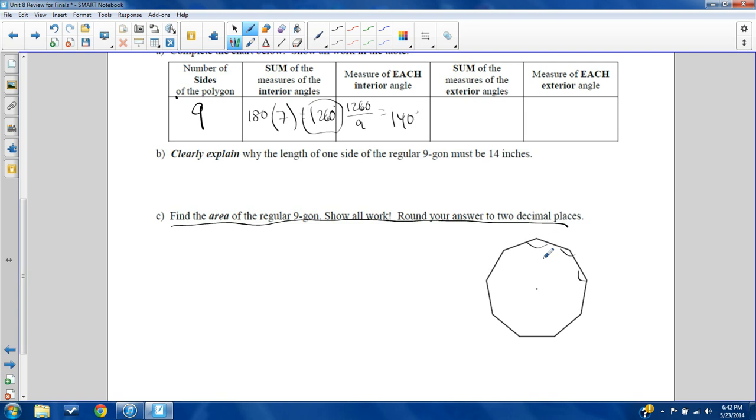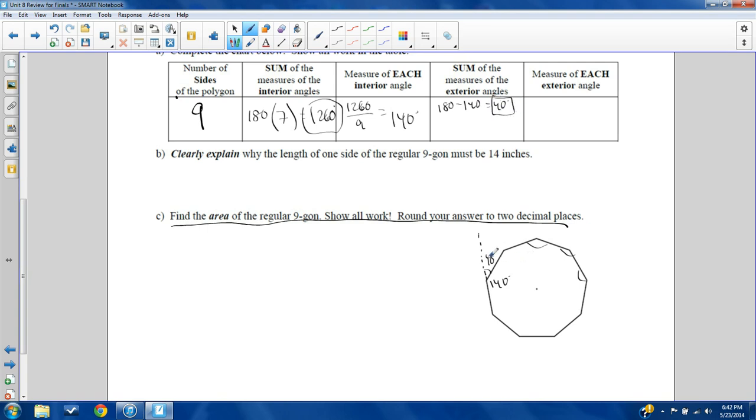Okay. So all of these are 140. I'm just going to put this one. That one's 140, just like all the others. Sum of the measures of the exterior angles. I'm going to show you two different ways to do this problem. One way is to extend out your exterior angle, and because these are supplementary, this would be 180 minus 140, so this would be 40 degrees. That's just one way of doing it. 180 minus 140 equals 40.